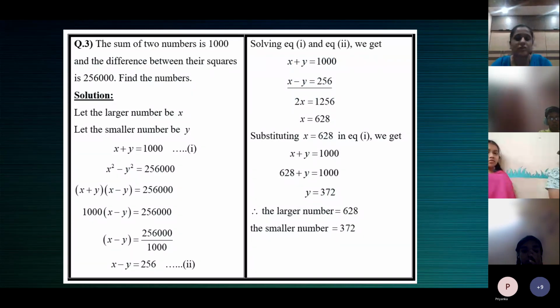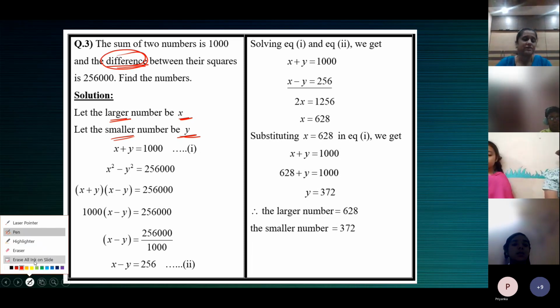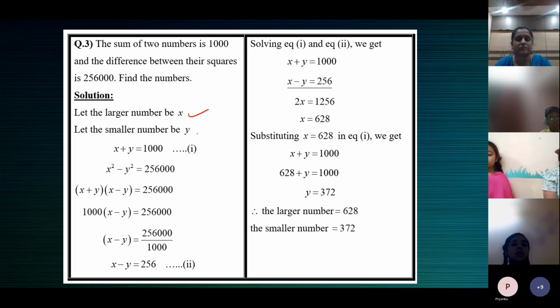So as I was telling you, whenever you have this word difference in the question, be specific in the assumption. Let the larger number be x. Let the smaller number be y. Even otherwise, you can be specific, but you have to be specific when there is this term difference in the question. So let the greater number be x, let the smaller number be y.